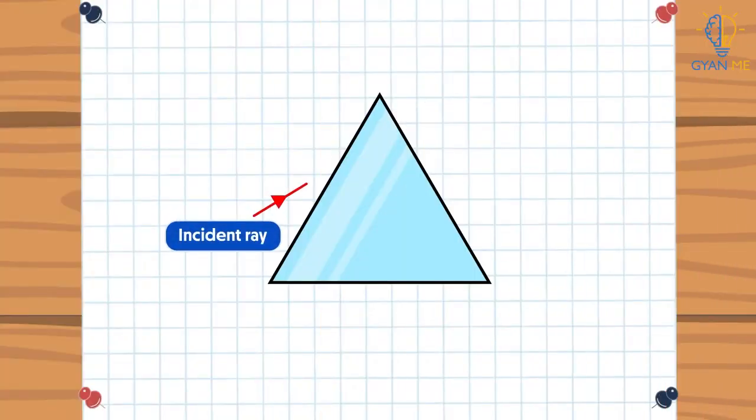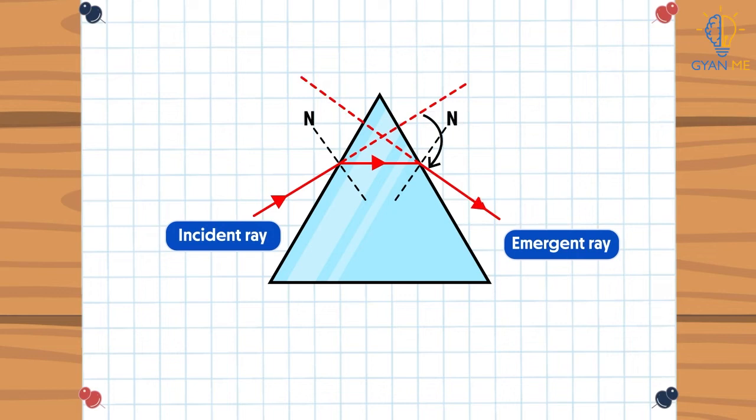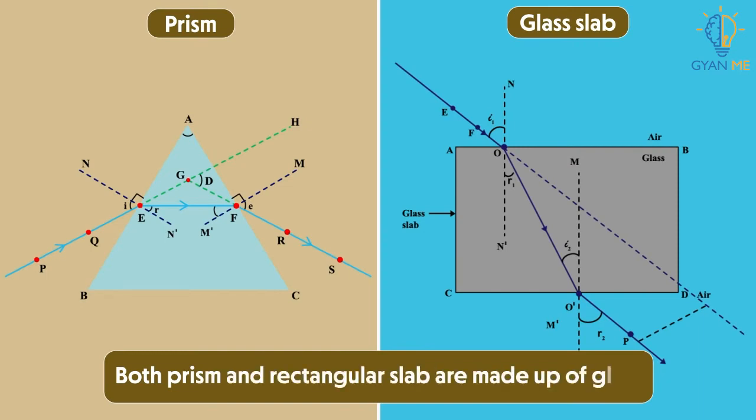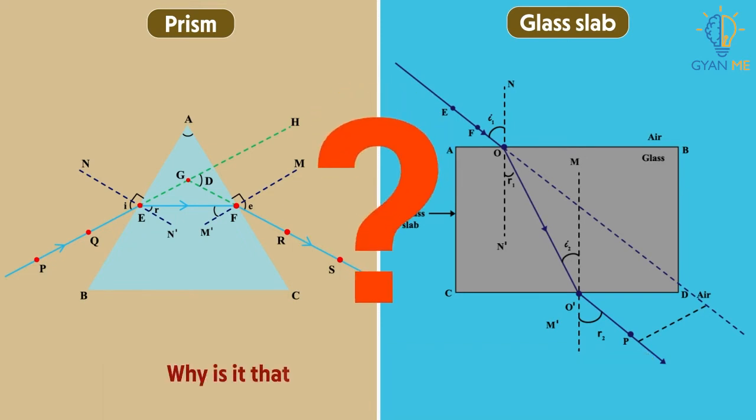While in a prism, the emergent ray bends at an angle to the direction of the incident ray. Yes, and this is the angle of deviation. So let me ask you this. We know that both the prism and the rectangular slab are made up of glass, isn't it? Yes. Then why is it that they refract light differently?